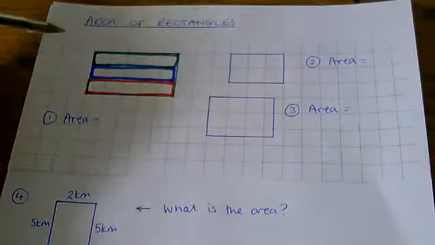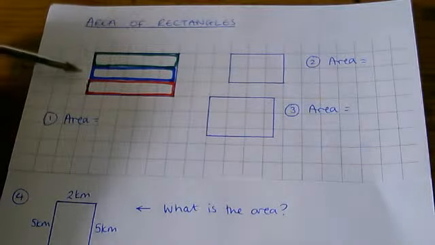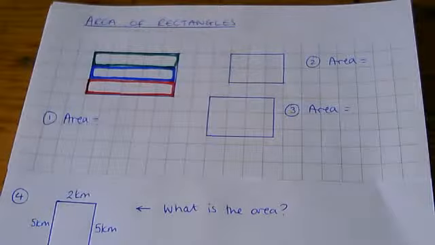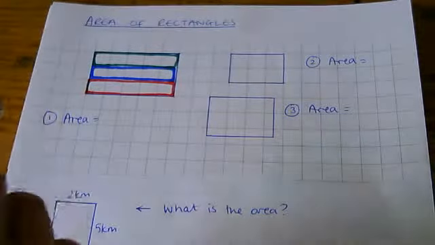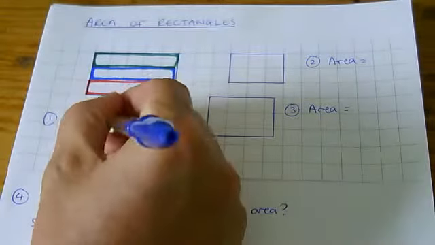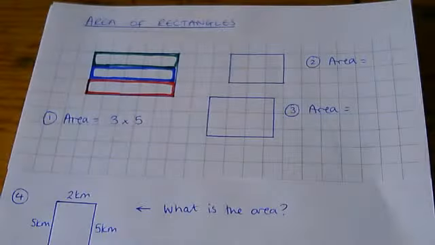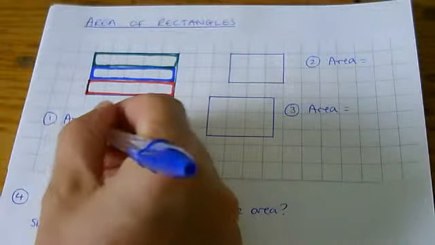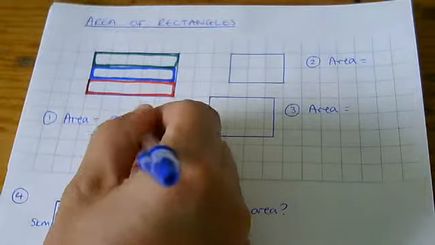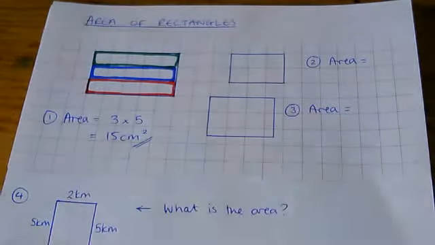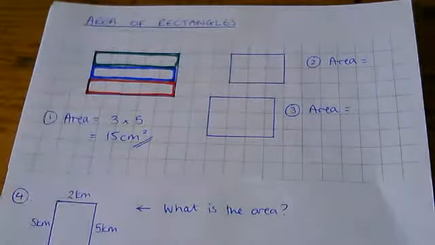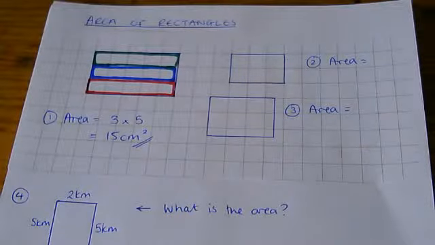And how many 5s did I count up there? It was 3 of them. So a really quick way of working out the area of this rectangle would be to do 3 lots of 5, which is 15. And don't forget the units. In this case I'm working on centimetre squared paper, so I'm going to use centimetres squared.